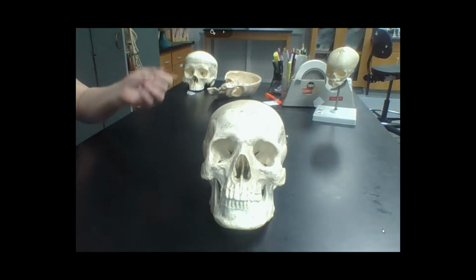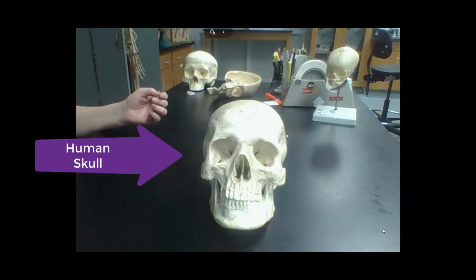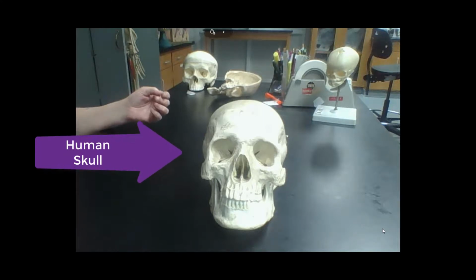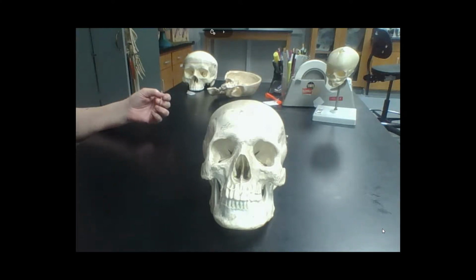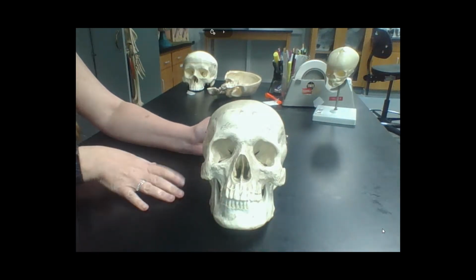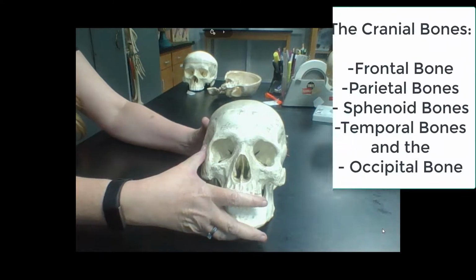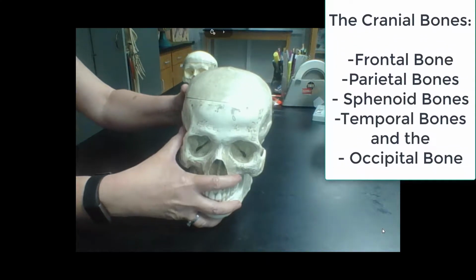Okay, so today let me go over the anatomy of the skull. I'm going to go over each of the bones and each of the structures associated with each of those bones that you need to know for this class. Okay, so first let's start with the cranial bones.